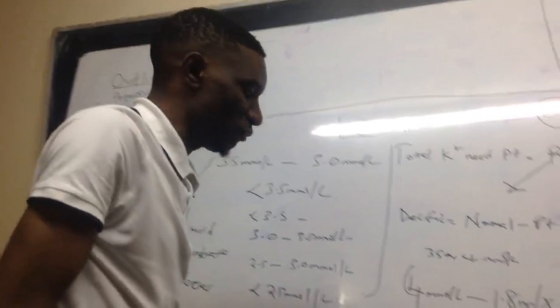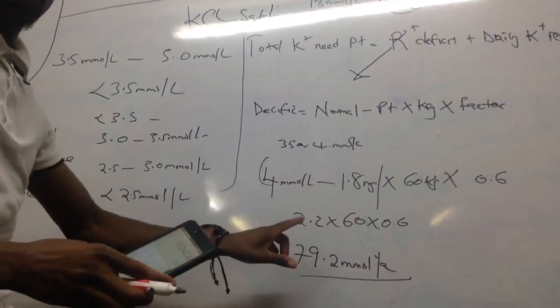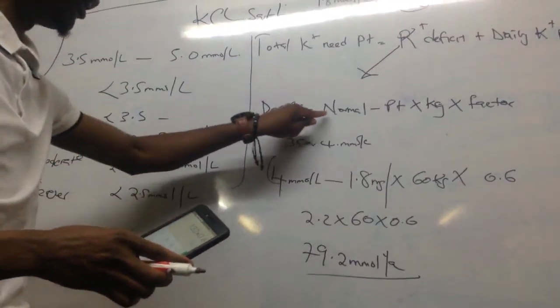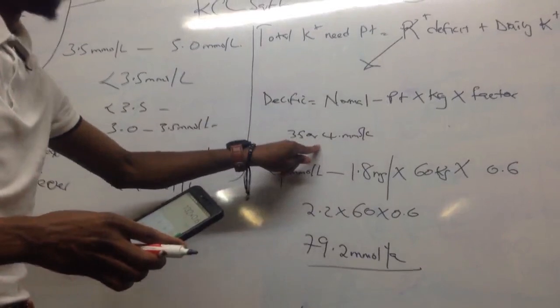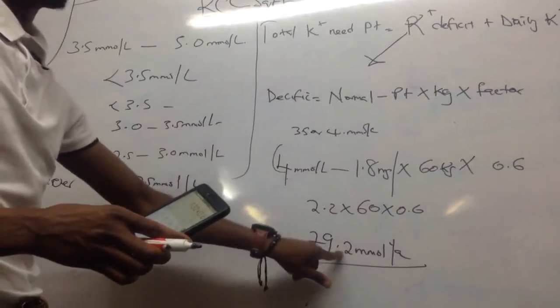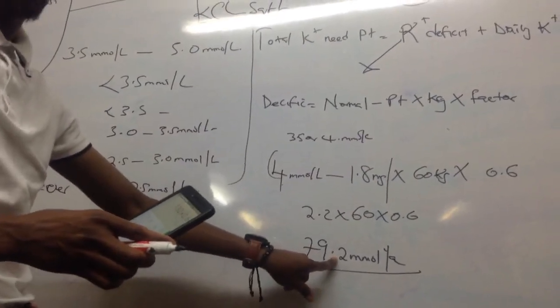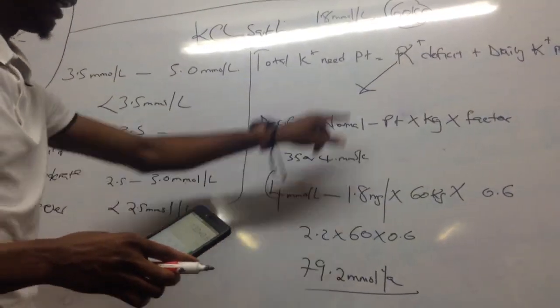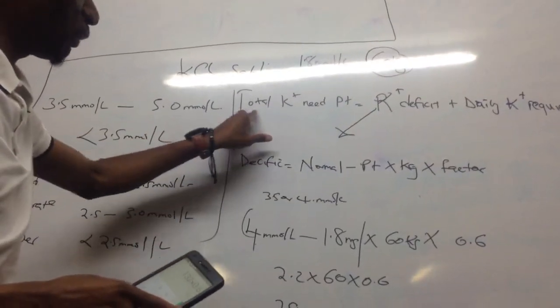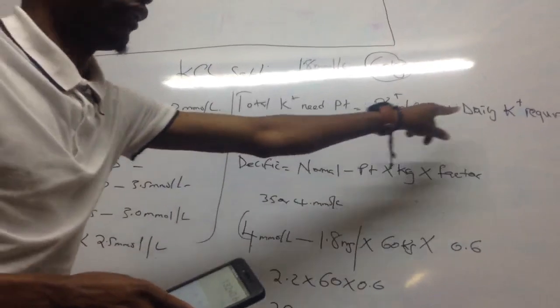So how much does this patient require? The deficit to bring this patient to normal, which is 4 in this case, is 79.2 millimoles of potassium. That's what we need for this patient. Then, as I said, the total potassium we need is the deficit plus the daily potassium requirement.